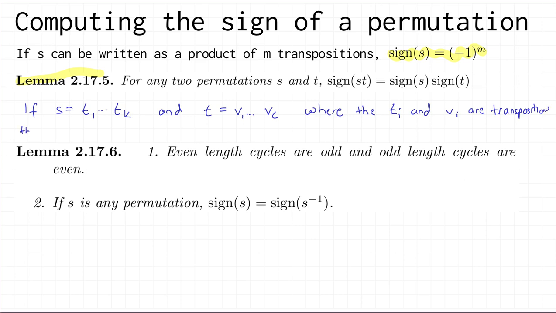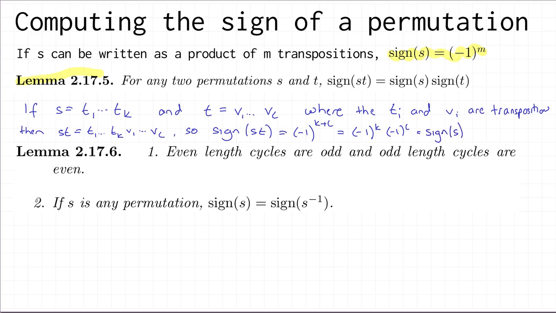then ST is equal to, well, I can just take my expression for S and my expression for T. So I can express S times T using K plus L transpositions. So if we want the sign of ST, then as we just observed, that's minus 1 to the power of the number of transpositions in an expression for ST, so K plus L in this expression here. So that's just minus 1 to the K times minus 1 to the L, which is the sign of S times the sign of T.